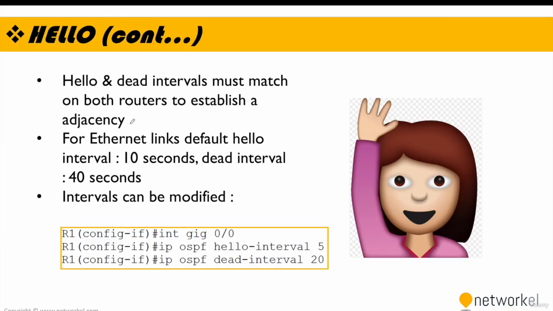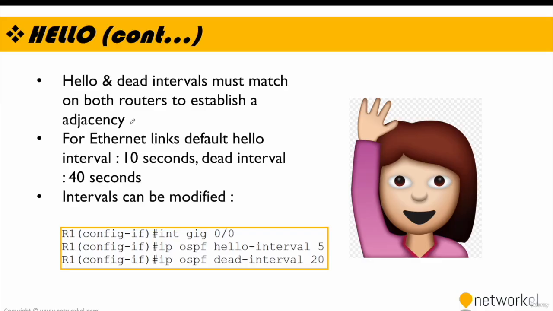Please pay attention that hello and dead intervals must match on both routers to establish an adjacency between each OSPF running router. For Ethernet links, the default hello interval is 10 seconds and the dead interval is 40 seconds, but these intervals can be modified with the commands that you are seeing on the screen. Basically, you can go to the interface level by typing interface and the interface name, and you can type the hello and the dead interval.